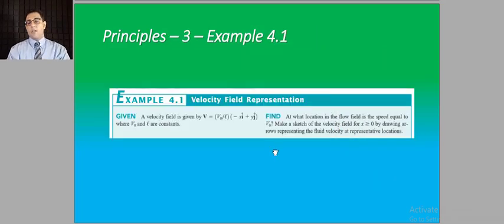So in order to get the concepts better, I'm going to solve for you example 4.1, which is about velocity field representation. So follow me with the written text of that problem solving.